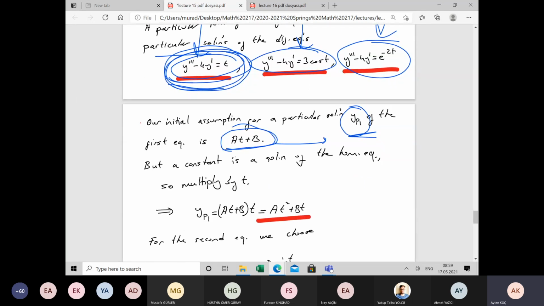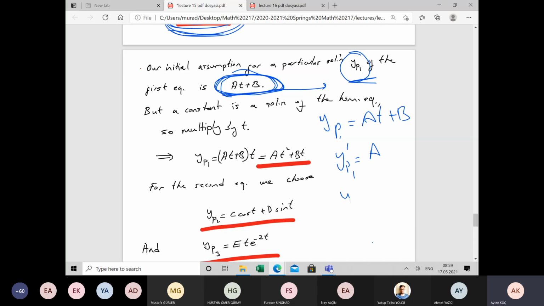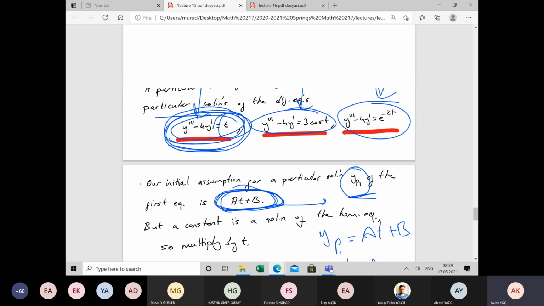If the form is a polynomial of degree 1, we claim that our particular solution form should be this one, a polynomial of degree 1. Compute the derivatives of y sub p1: y prime is a, y double prime should be 0, and the next derivative should be 0. So we substitute into our differential equation.